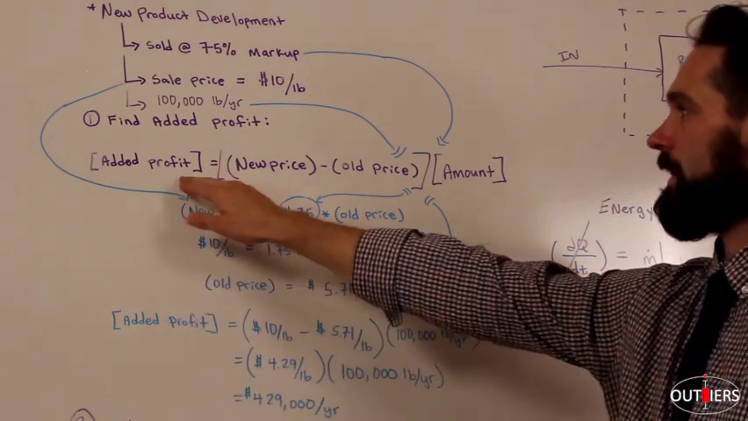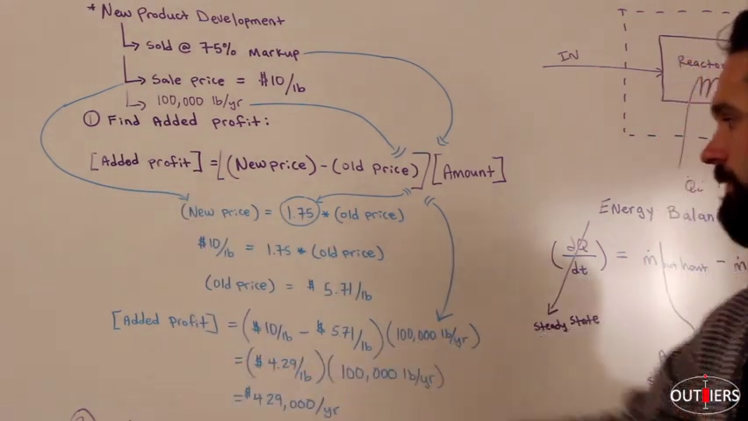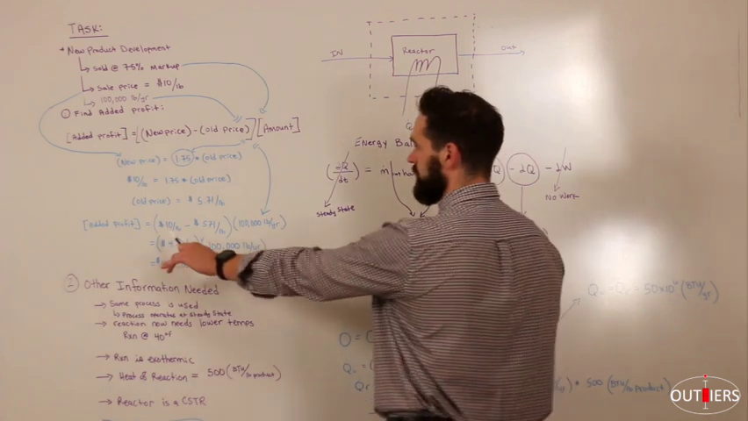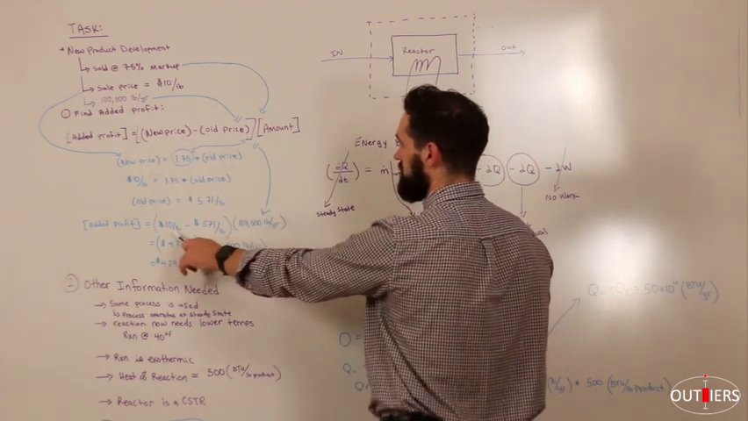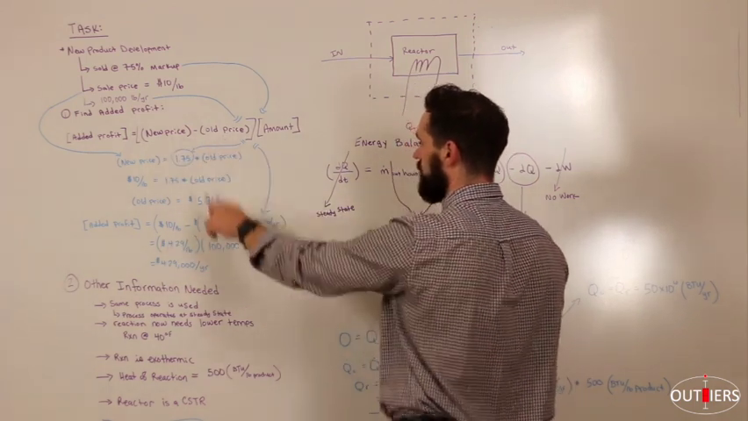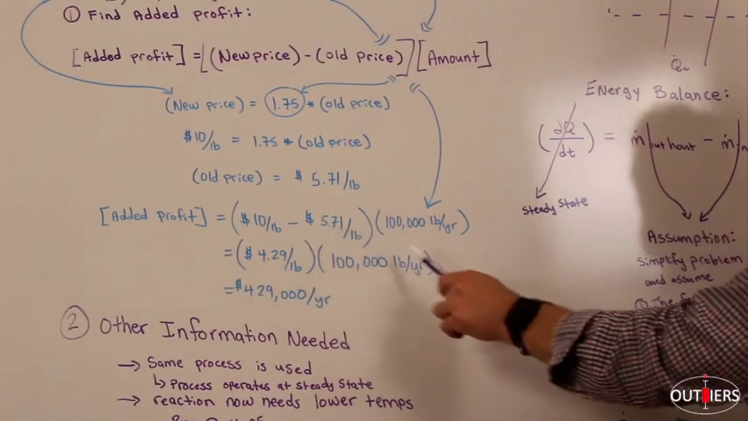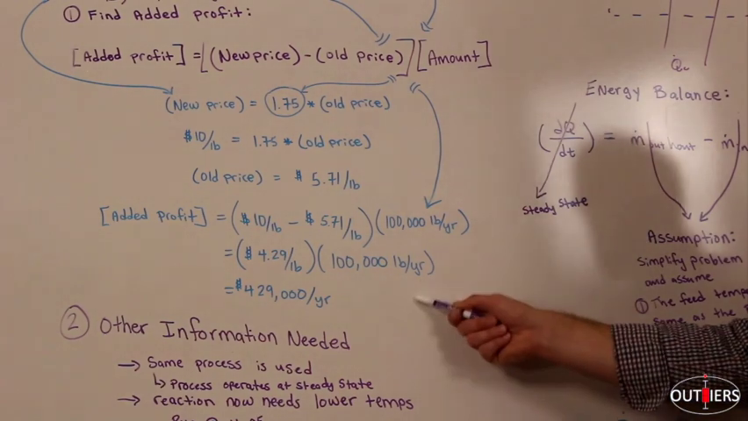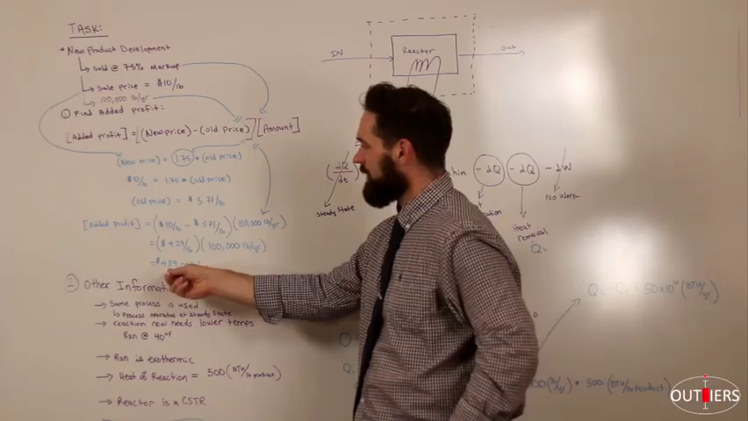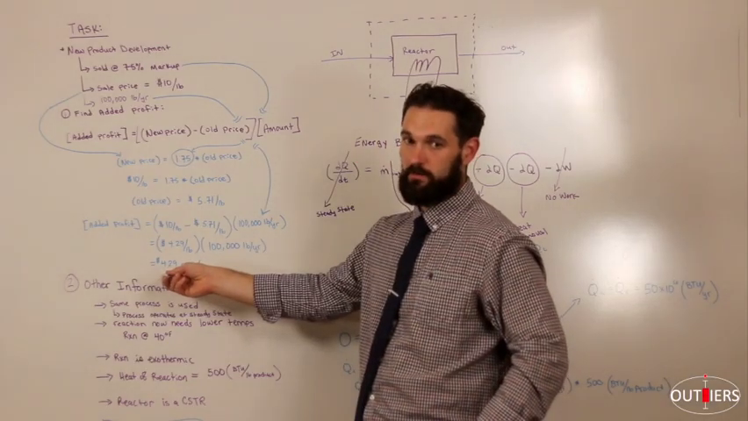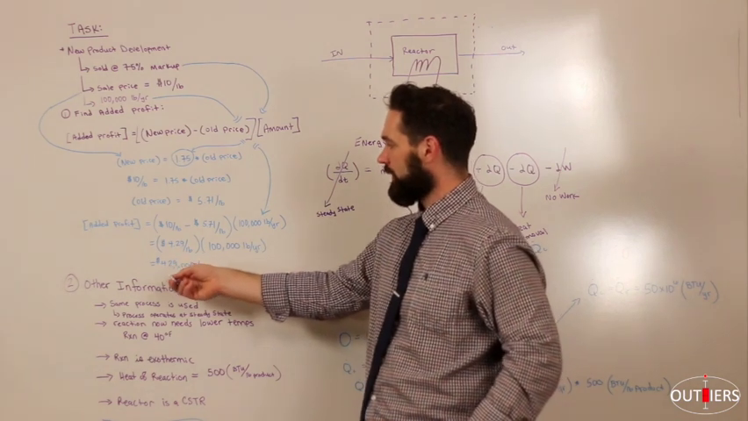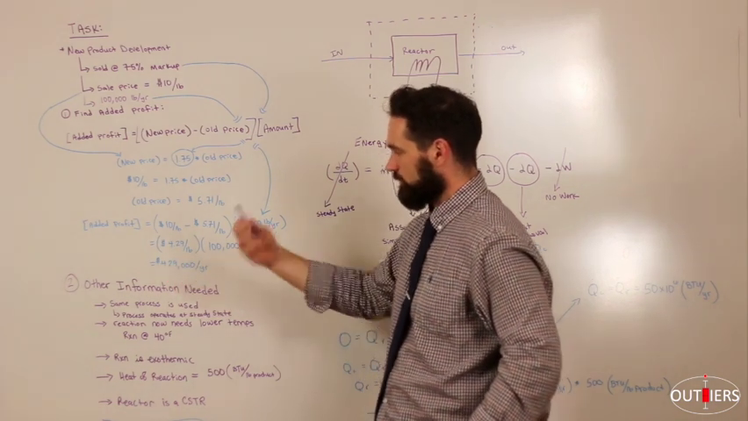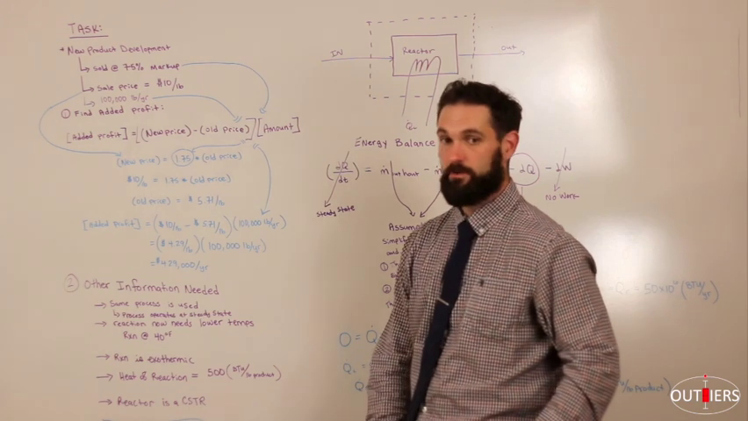So now I can come back and find my added profit simply by plugging in my numbers. New price, $10 a pound. Old price we just solved for, $5.71 a pound. Amount, 100,000 pounds per year. Once we do the math, what do we have? Our added profit, or our profit margin here, is right at $430,000 a year.